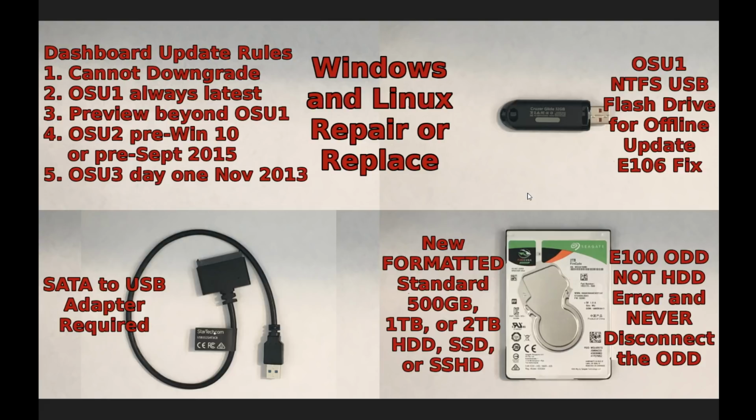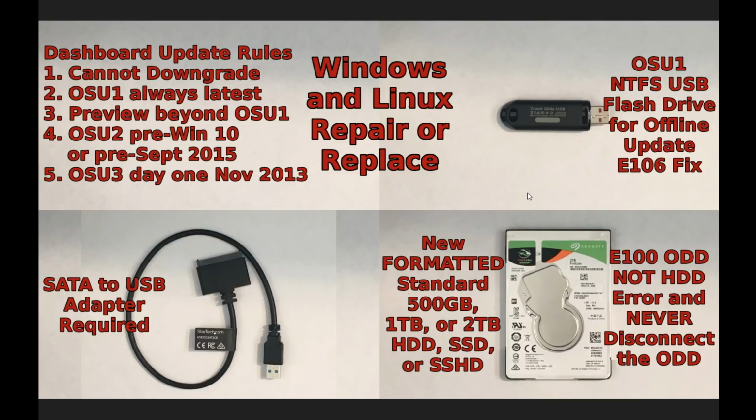The OSU2 is for if you have a system that you're looking to repair that has a pre-Windows 10 or a pre-September 2015 dashboard. So basically it's still running Windows 8 on that Xbox One system. You'll need to first fix it with OSU2 and then upgrade it again with OSU1.